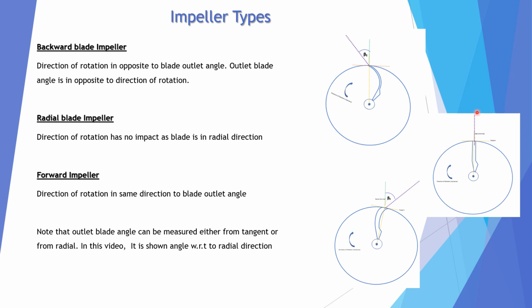This is radial direction, beta 2 is 0 and rotation has not much impact on this. This direction is radial. For the forward impeller, the direction is the same direction as the blade, the outer blade, you can see here. Beta 2 is measured from the radial, however, it can be measured from tangents also. But in this video, only the measurement from the radial direction is shown for beta 2.